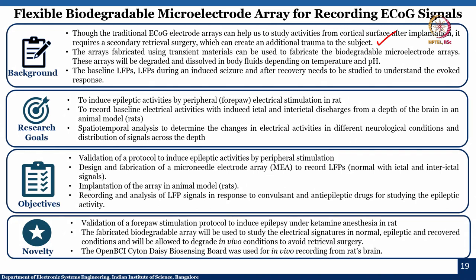First, of course, we need to fabricate a device, then induce epileptic activities by peripheral forepaw electrical stimulation in the rat. The next is to record the baseline electrical activities with induced ictal and interictal discharges from a depth of the brain in an animal model. Let us repeat and understand: instead of using a chemical drug, in this case we will be applying electrical stimulation to create epilepsy, to create a seizure.